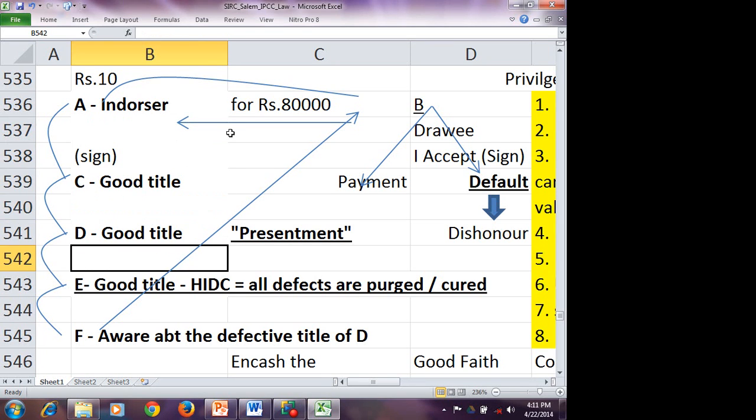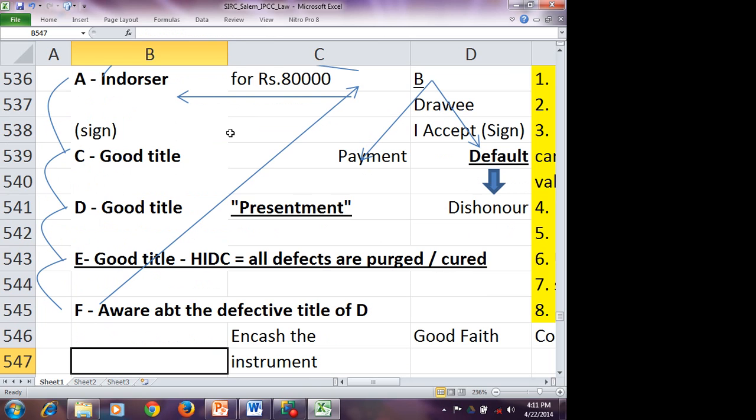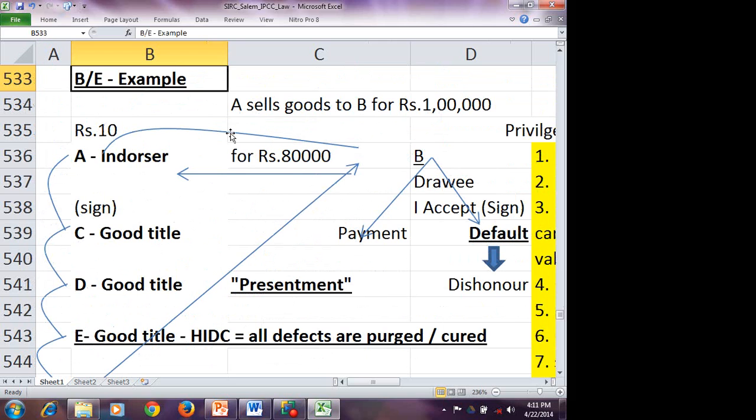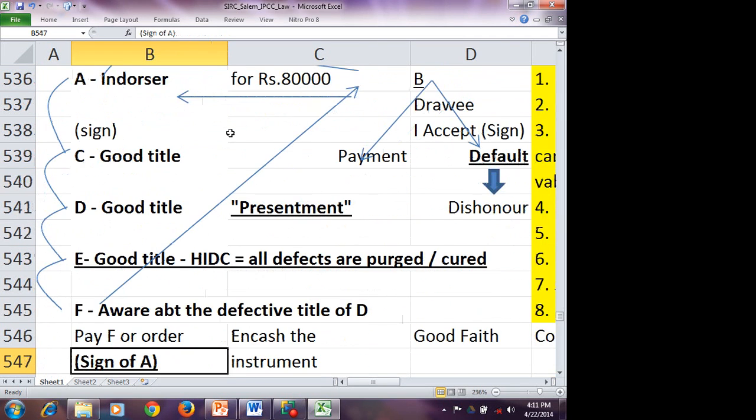Finally, the instrument comes to F. On it, F writes above the signature of A that is already there. F writes, Pay F or order. Thereby converting the blank endorsement to full endorsement, and now the instrument looks as if it is directly endorsed from A to F.